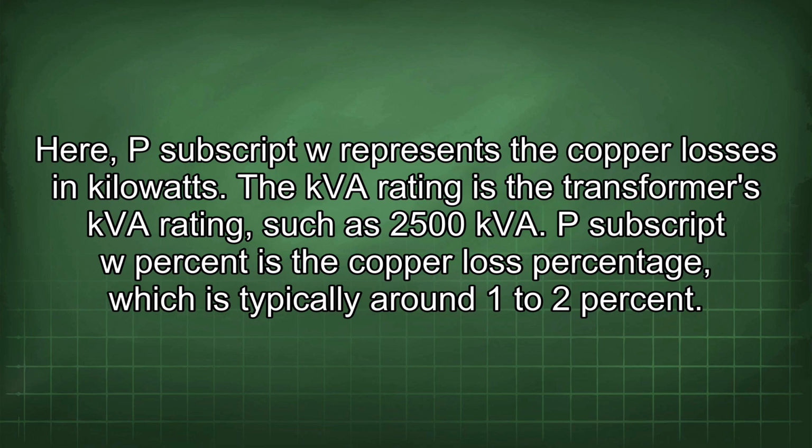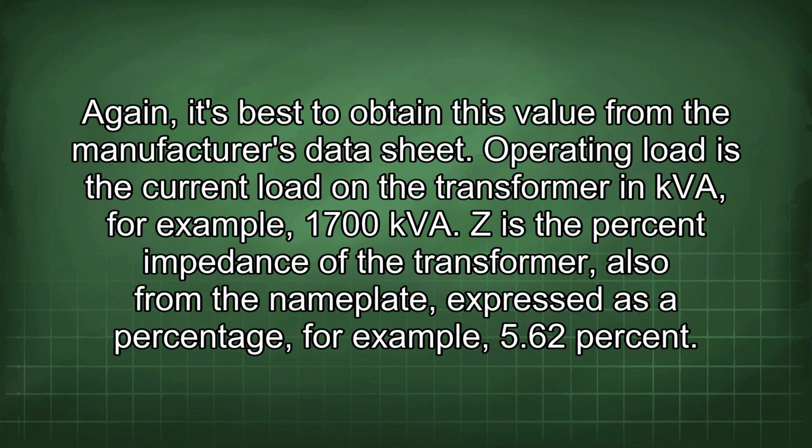The kVA rating is the transformer's kVA rating, such as 2500 kVA. P_W percent is the copper loss percentage, which is typically around 1 to 2%. Again, it's best to obtain this value from the manufacturer's datasheet. Operating load is the current load on the transformer in kVA, for example 1700 kVA. C is the percent impedance of the transformer, also from the nameplate, expressed as a percentage, for example 5.62%.